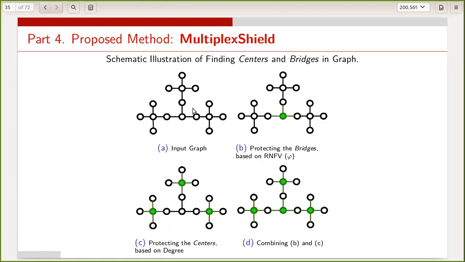So this is the schematic illustration of how we can find the centers and bridges in the graph. If you want to try, this is the toy graph, right? This is the input graph. We can see actually we have three clusters here. This one, the first one, second one, and the third one. Using the random walk normalized Fiedler vector, we can find the nodes that become the bridges.